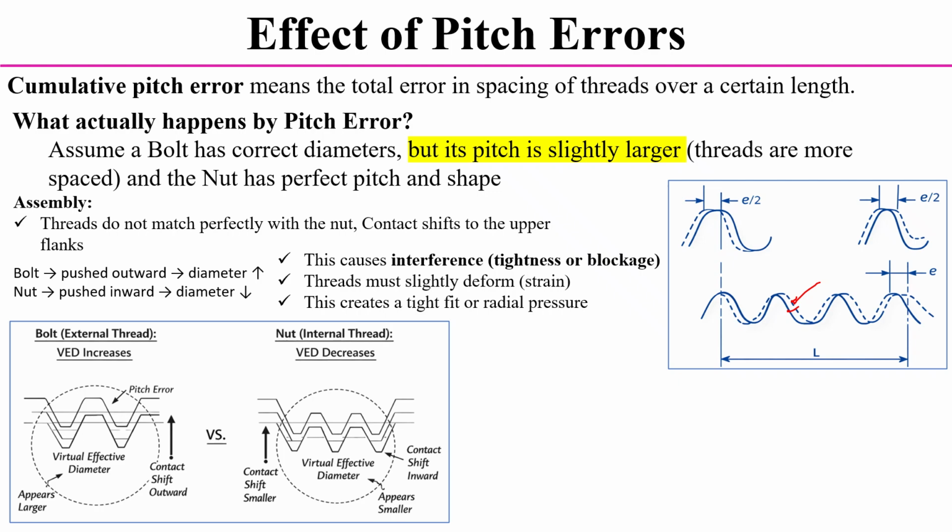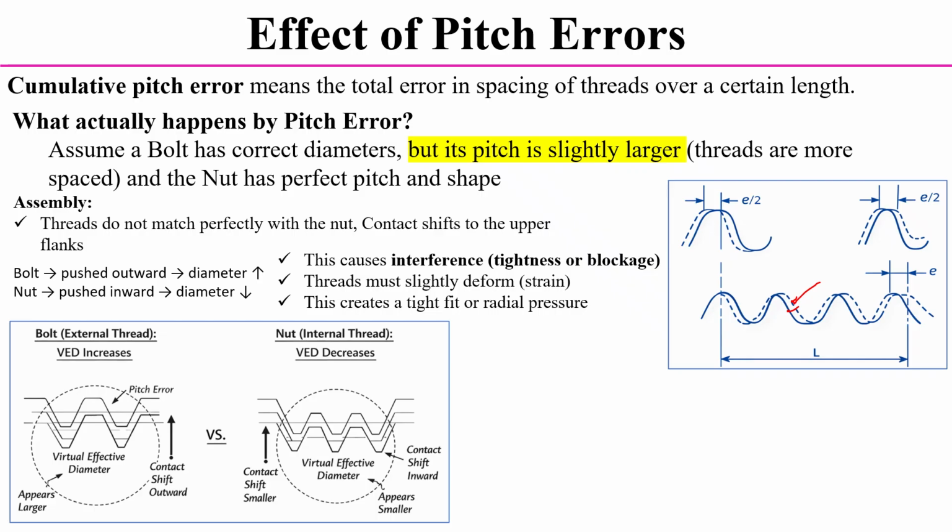Due to this, the bolt has to be pushed outwards. Then it will result in an increase in diameter. Similarly, from the nut point of view, it has to be pushed inwards. It will result in a decrease in diameter. So due to this pitch error, this contact is shifted to the upper flank. This causes interference.